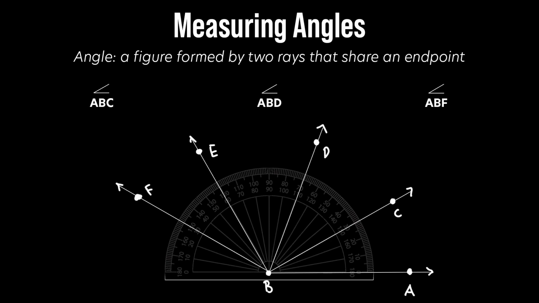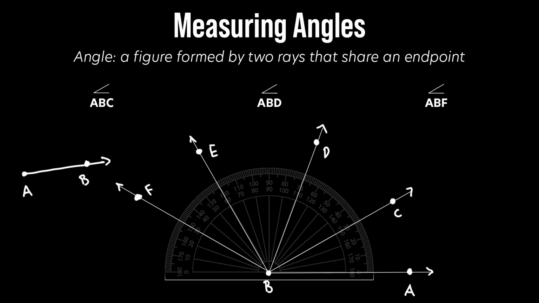Today, we're going to learn about measuring angles. An angle is a figure formed by two rays that share an endpoint. In the previous video, I explained to you what a ray is. A ray starts at one point and passes through another, extending infinitely. Let's call these points A and B.